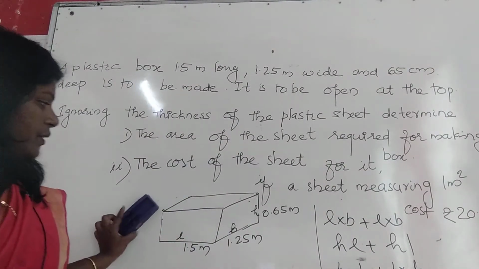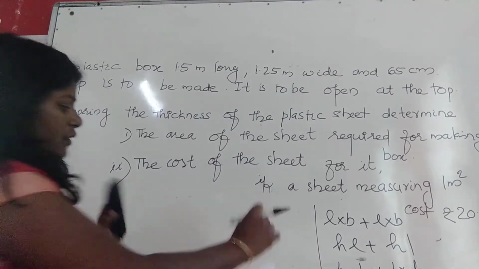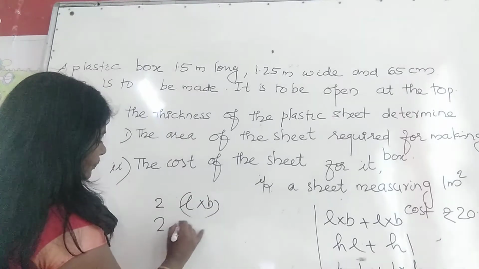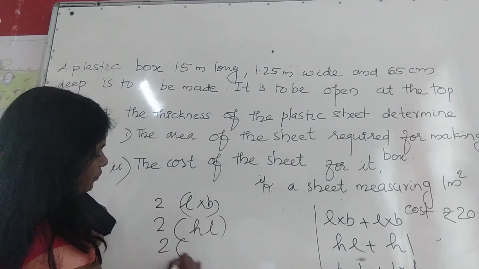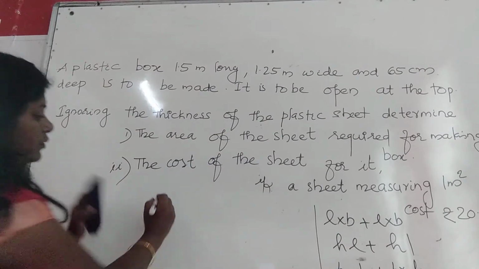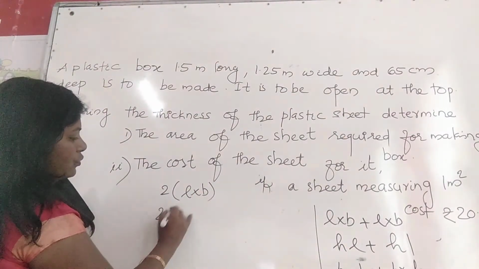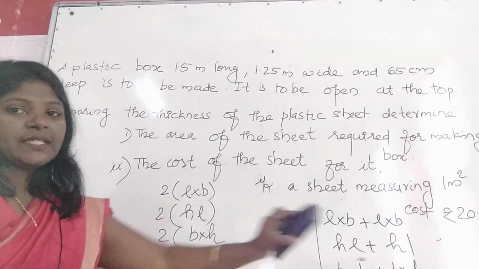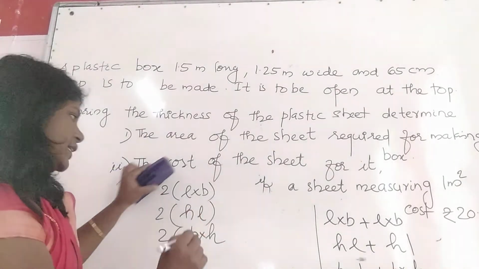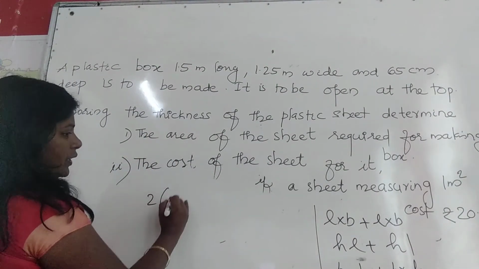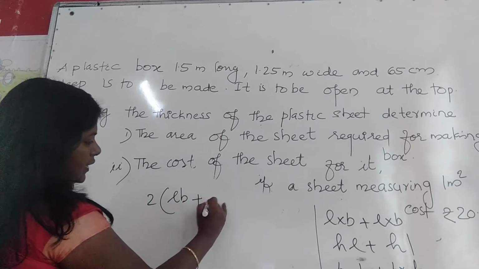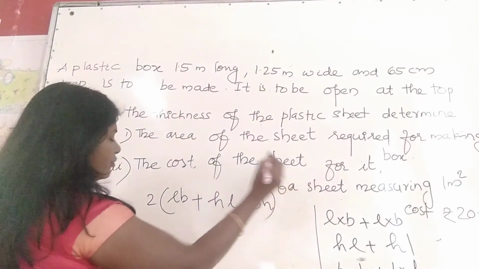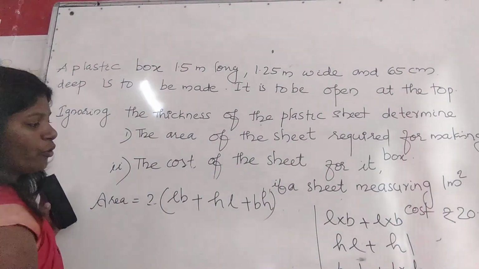So we write 2 L into B, and 2 H into L, and 2 B into H. For the total surface area, what should we do? For finding the total surface, we should add all these. That means 2 into (LB plus HL plus BH). It is the equation to find the area of a cuboid. But in the question it is given that the top is open.